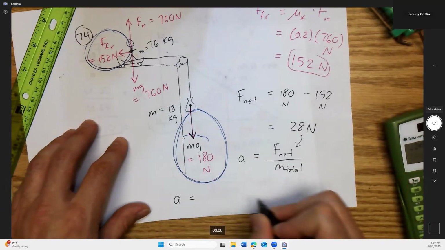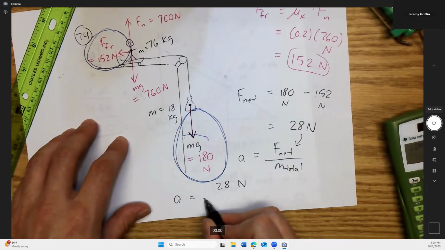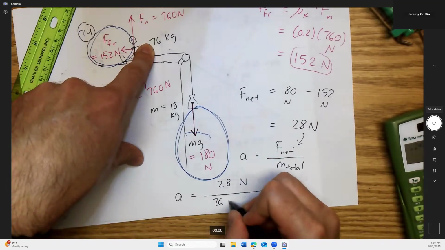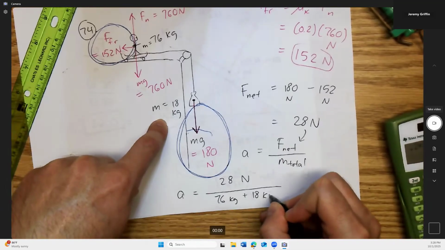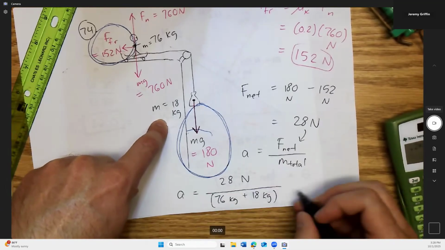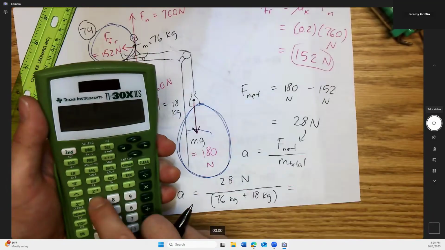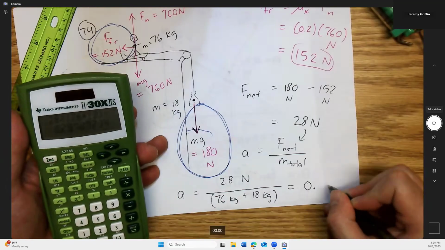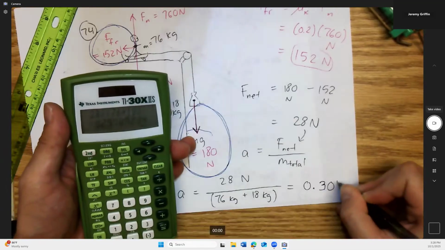You get the acceleration. So the net force is 28 newtons, of course. The total mass, well, I got this 76 kilograms here, plus, remember this bag itself was also 18 kilograms. And all that inertia has to be moved, so I have to add all that together. So 28 over 76 plus 18. I'm looking at 0.2978. I'll call it 0.30. And that's meters per second squared.